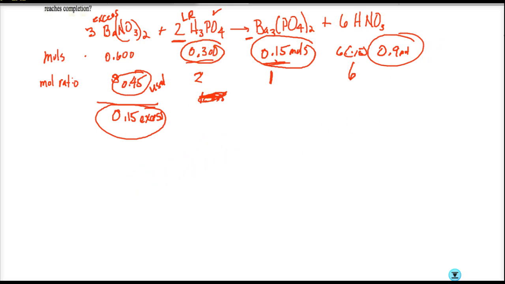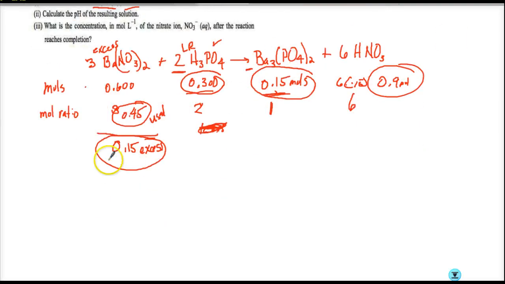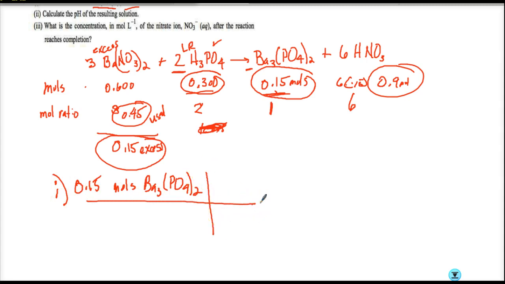Now, what do they want to know? I know how much I'm going to use, how much I'm going to make. What else do they want to know? And my excess. They want to know the mass of this that's formed. So 0.15 moles of Ba3(PO4)2, and the molar mass of that we have to add up, a big number, 602.